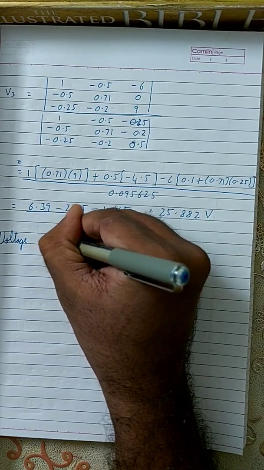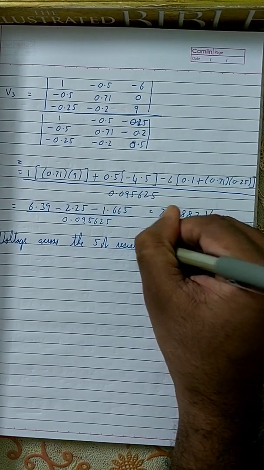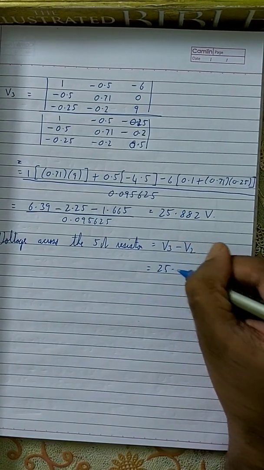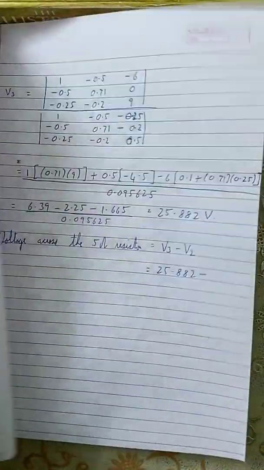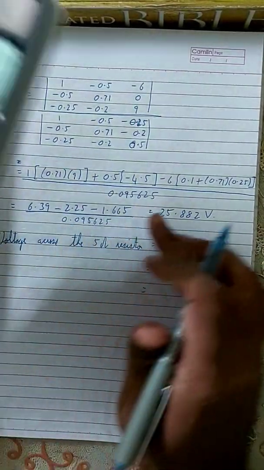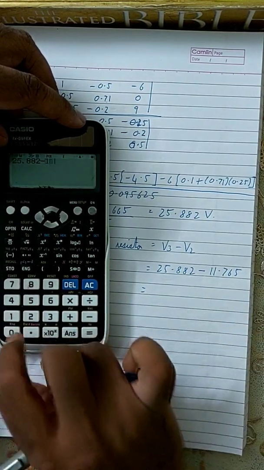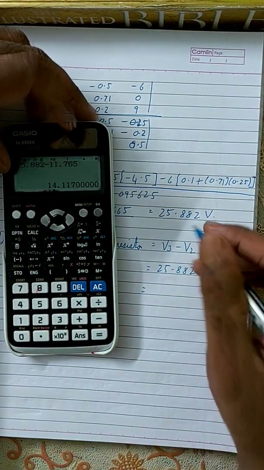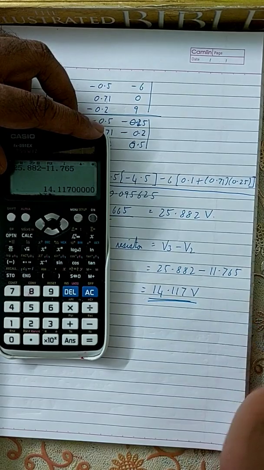Therefore, the voltage across the 5 ohm resistor is equal to V3 minus V2, which is equal to 25.882 minus 11.765, and you will get the answer as 14.117. So the answer is 14.117 volt. This is the answer.